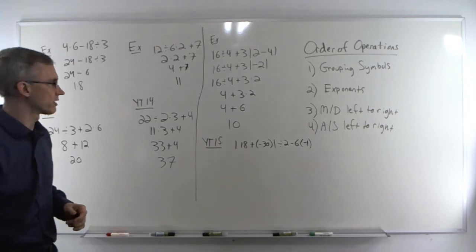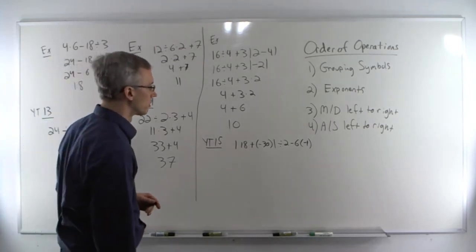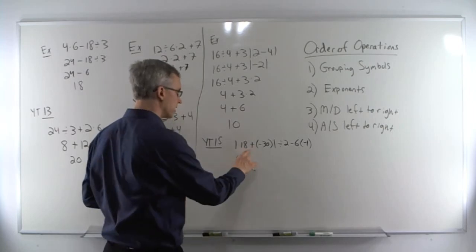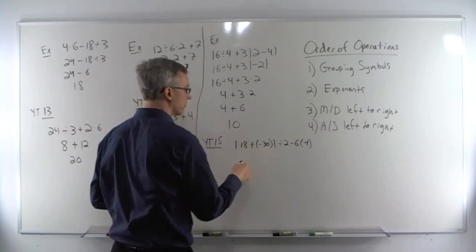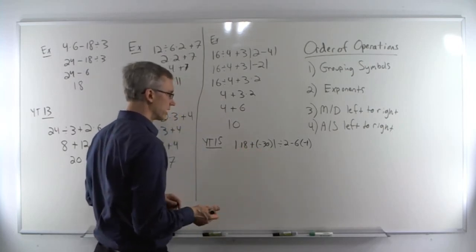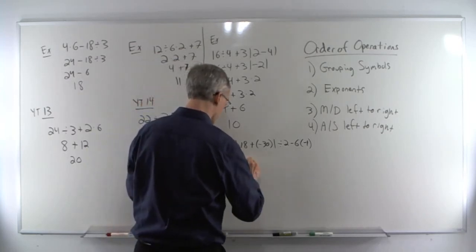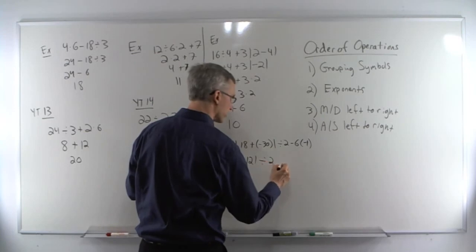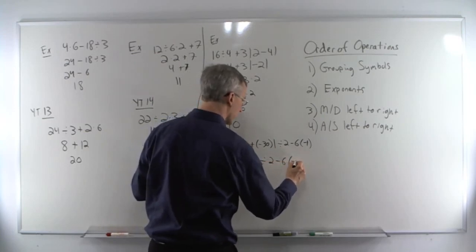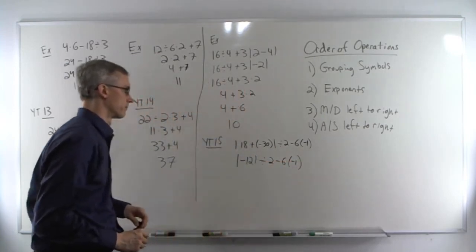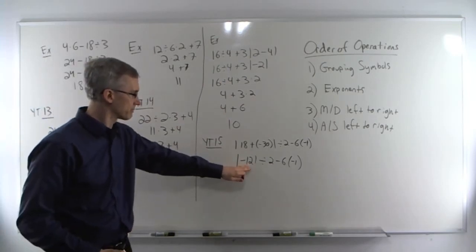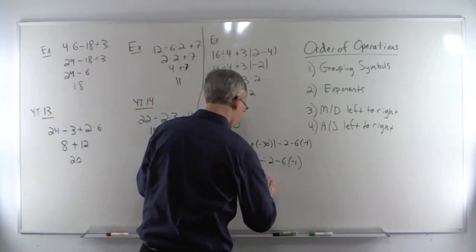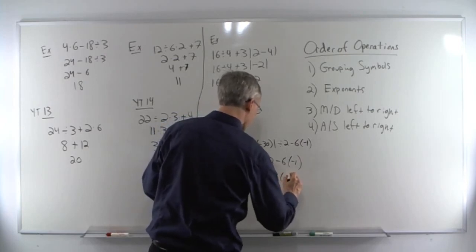So all sorts of stuff going on here. We have a grouping symbol, so we will start here. 18 plus negative 30, that's the same as 18 minus 30. 18 minus 30 is negative 12. So negative 12 goes inside there, and everything else will come straight down. All right, now I evaluate this. Absolute value of negative 12 is 12. So we got 12 divided by 2 minus 6 times negative 1.